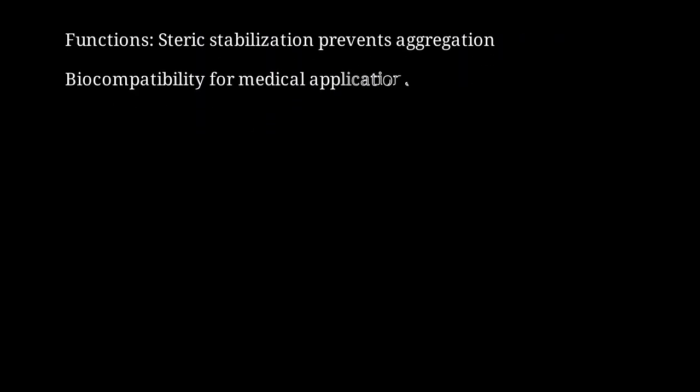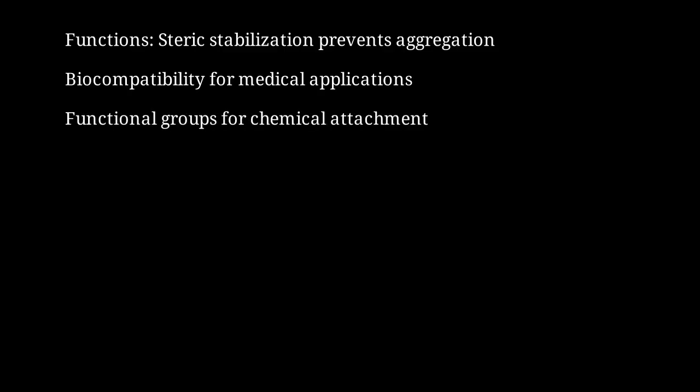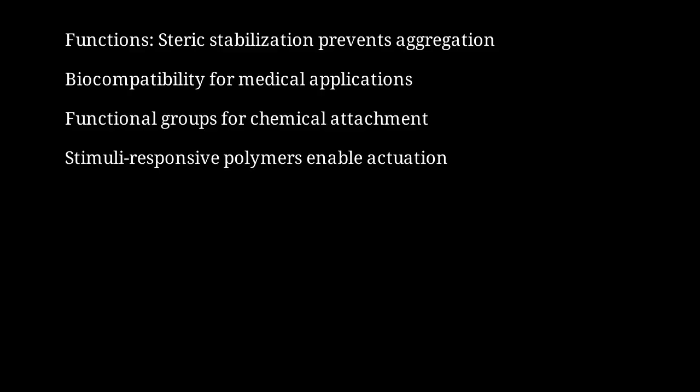Second, biocompatible polymers like polyethylene glycol or chitosan enable use in biological environments and medical applications. Third, functional groups on the polymer allow attachment of drugs, targeting ligands, or cross-linking agents for more complex structures. Fourth, and most important for actuators, stimuli-responsive polymers can change properties in response to temperature, pH, or other triggers.